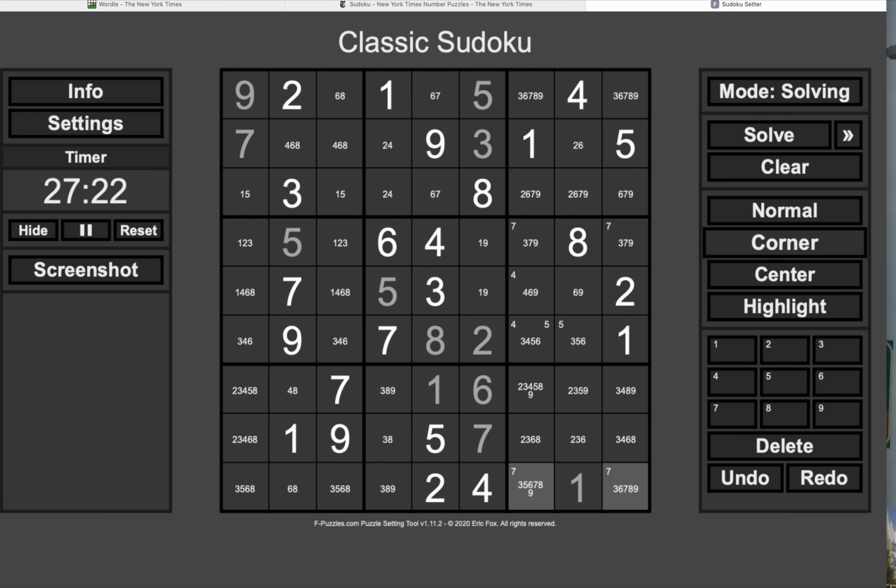Actually, I think I've locked a 7 down here. Yep. None of these cells can be 7, but we knew that already. 7 here. So none of these cells can be a 7. But again, we knew that already.